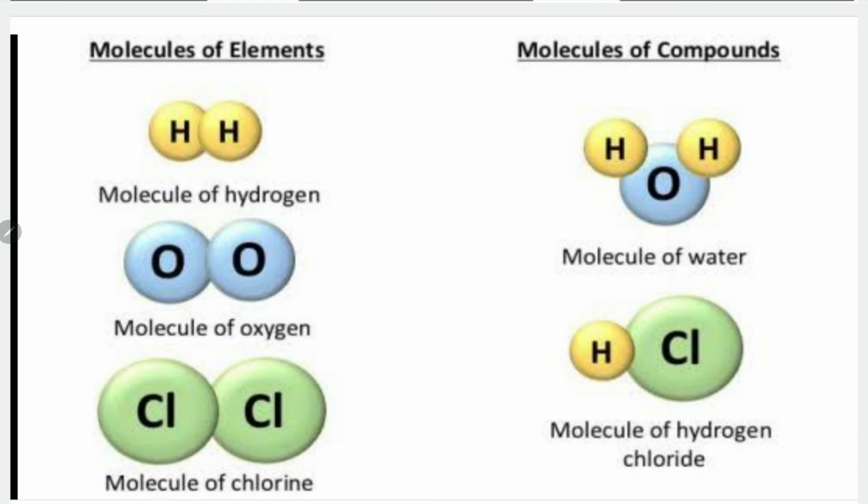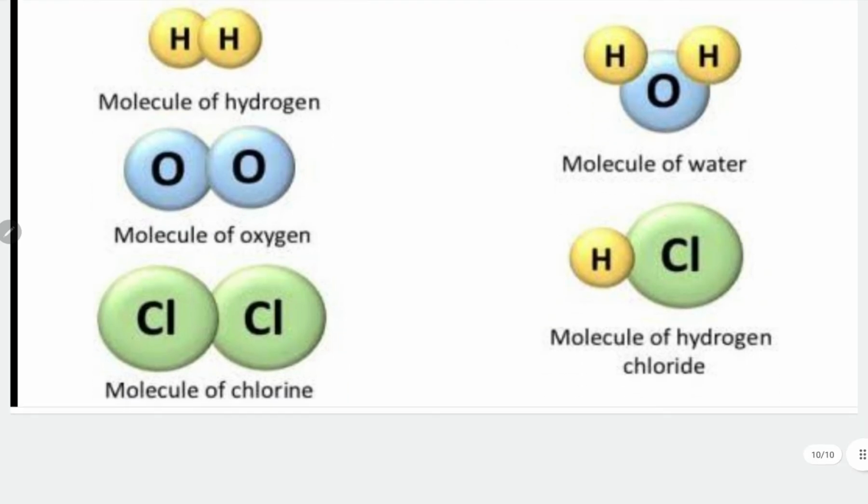A substance containing the same kind of atom is known as an element, and if a group of atoms join together, it is known as a molecule. So all these are molecules of elements. Molecule of compound: we know that a compound means two different atoms combined together. Here it is a group of atoms, so it is also known as a molecule. So this is a molecule of water.